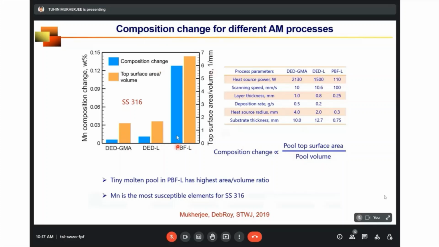For powder bed, although the pool top surface area is very small, the net amount of vaporization is less, but at the same time, powder bed has the smallest molten pool. That's why among the three processes, it shows the highest amount of composition change. So it has the highest top surface area by volume ratio. That is the reason for the composition change.